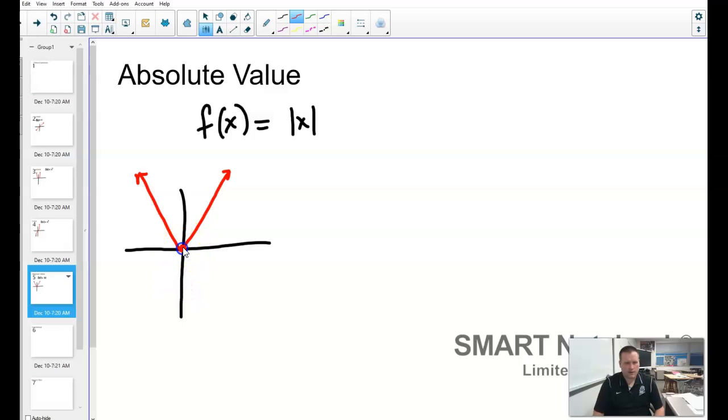I kind of shifted it. It should have been right here in the middle. They can be upside down once you've transformed them, but the parent functions are right there.